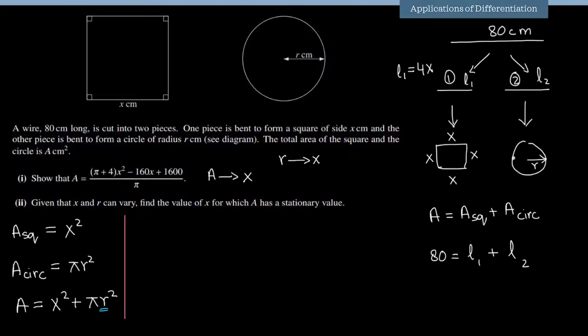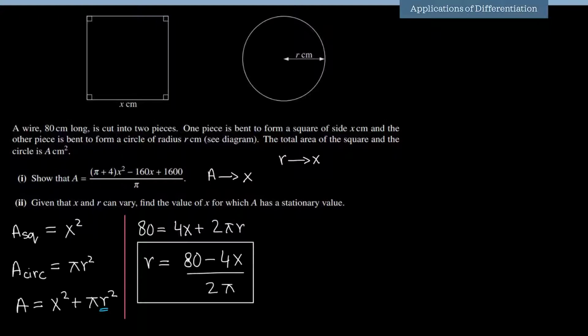Now for the perimeter of this circle, the perimeter of a circle is its circumference and the formula for circumference of circle is 2πr. So I can say that L2 is equal to 2πr. So this gives me the equation 80 is equal to 4x plus 2πr. I need to make an equation of r in terms of x. So I'll make r the subject over here and that would give me r is equal to (80 − 4x) divided by 2π. So this is the equation of r in terms of x.